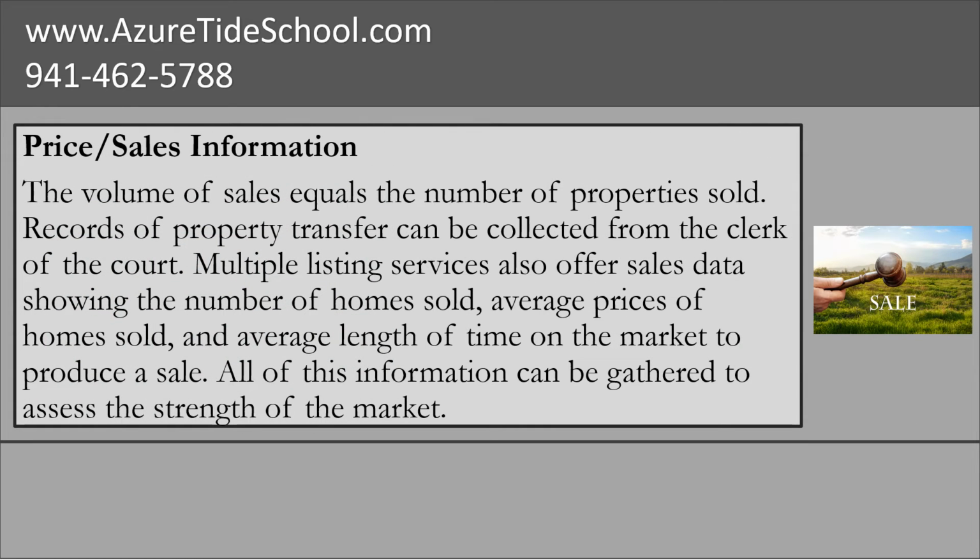Price and sales information. The volume of sales equals the number of properties sold. Records of property transfer can be collected from the clerk of the court. Multiple listing services also offer sales data showing the number of homes sold, average prices of homes sold, and average length of time on the market to produce a sale. All of this information can be gathered to assess the strength of the market.